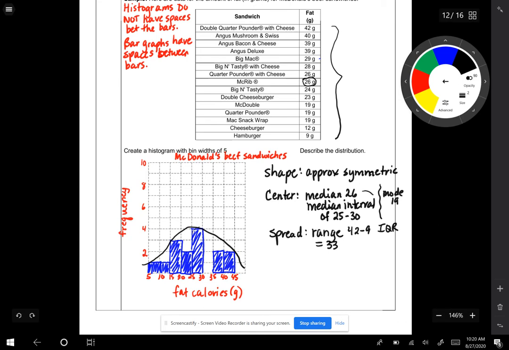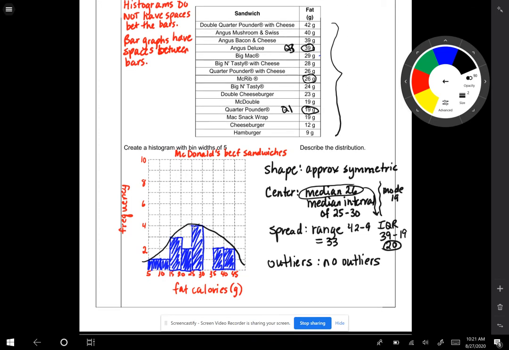And that's if you use the median. So let's see, here's Q1. Here's Q3. Or I'm sorry, Q3, Q1, because it's going in descending order. So we have 39 minus 19, so the IQR is 20. And I honestly would use these two. Okay, and then lastly, outliers. No outliers. And that's how you make a histogram.